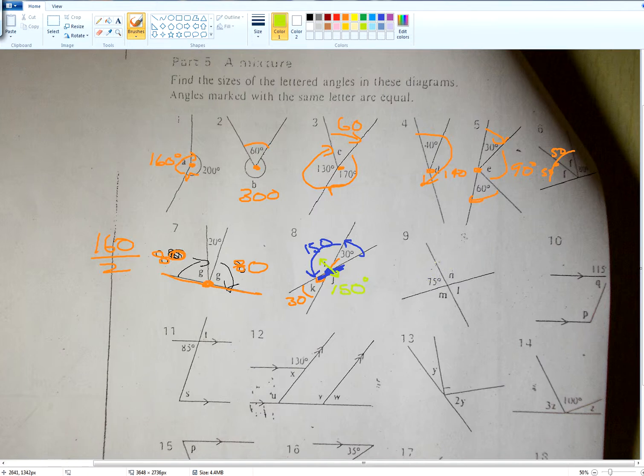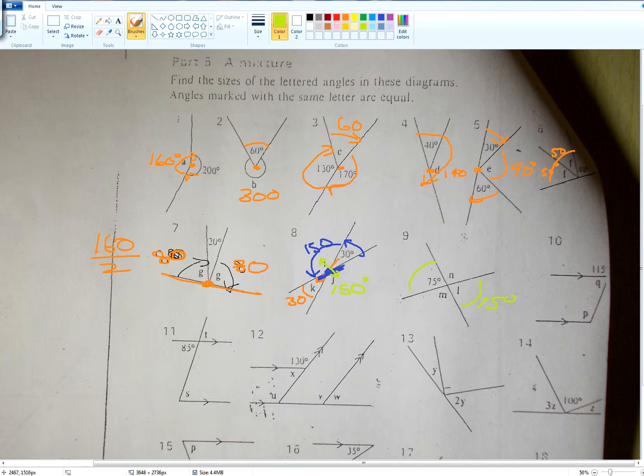Kia, pay attention here. This is 75. These two are vertically opposite. So this angle will also be equal to 75. L is also equal to 75.